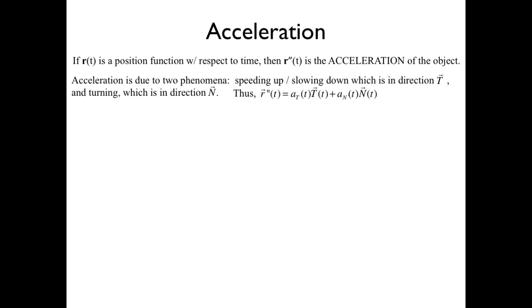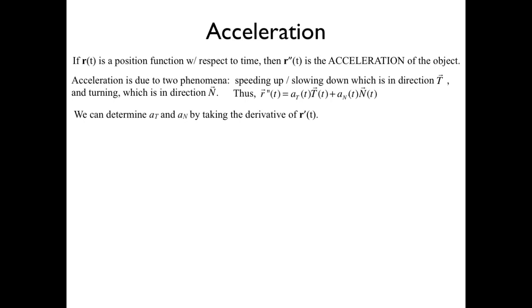Sometimes it's all turning and you're not even speeding up or slowing down, so it's going to point in the direction of n. Sometimes you're going straight and you're speeding up, so it's going to be mostly in the direction of t. So that's why it was going all over the place. Okay? All right, so here's the derivation of it.